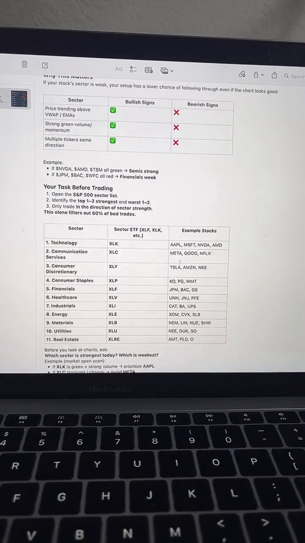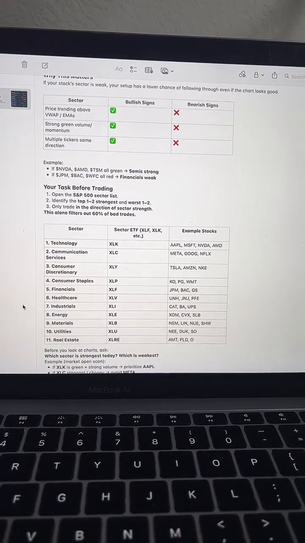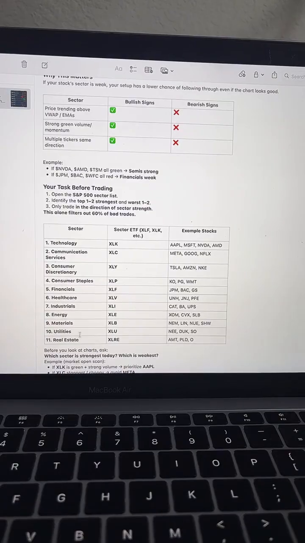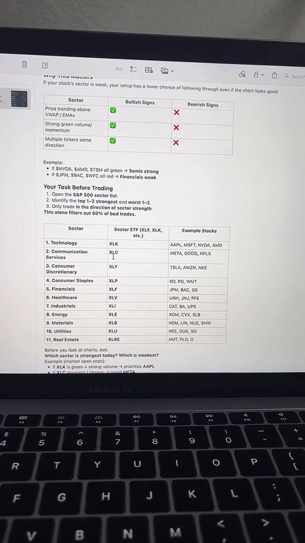These are all of the sectors of the S&P 500. There are 11 main sectors. You have your tech sector, communication, consumer discretionary, consumer staples, financials, healthcare, industrials, energy, materials, utilities, and real estate. And these are the ticker symbols for the sectors.